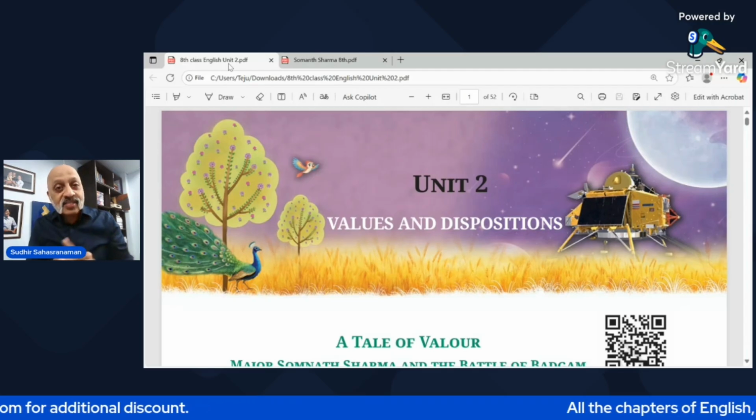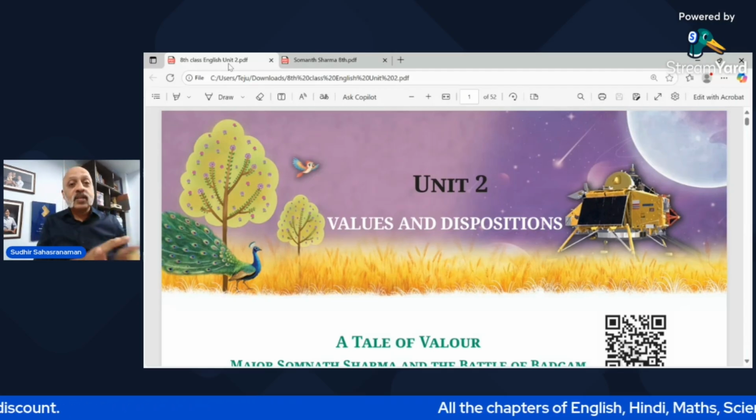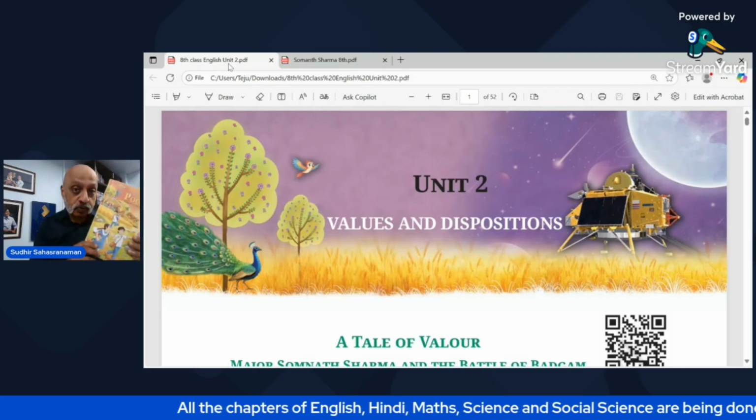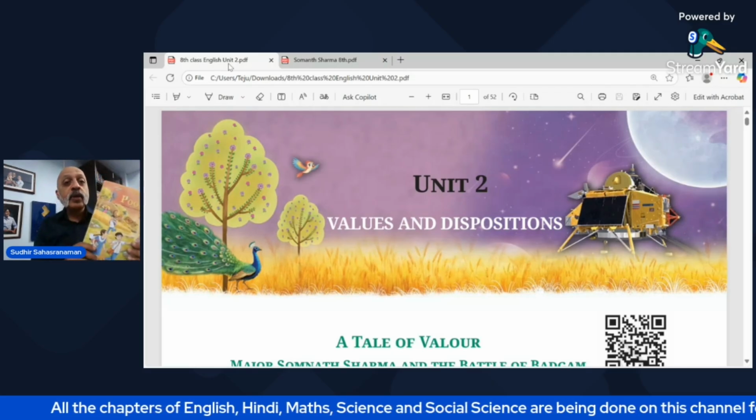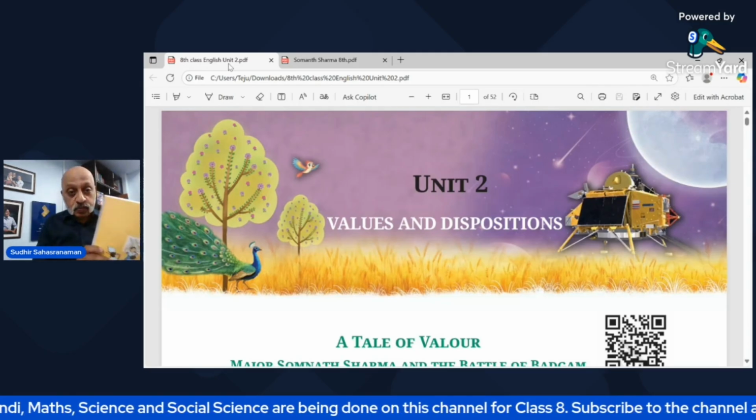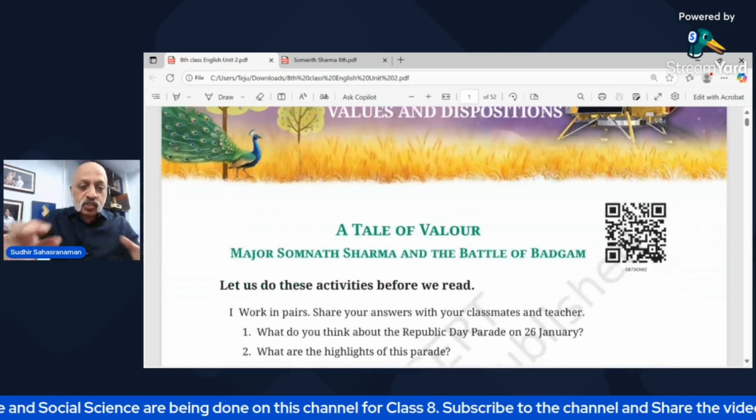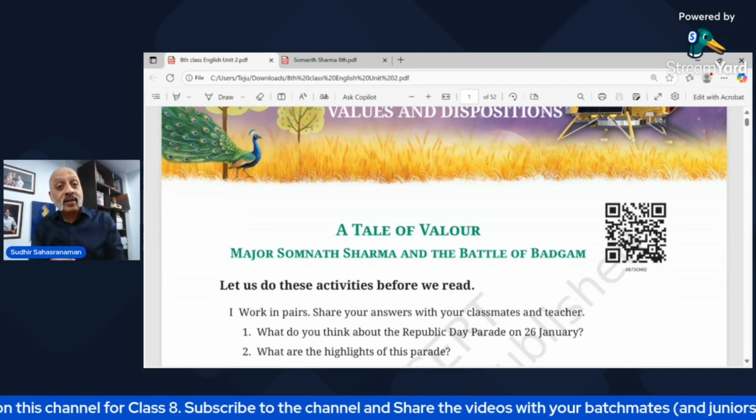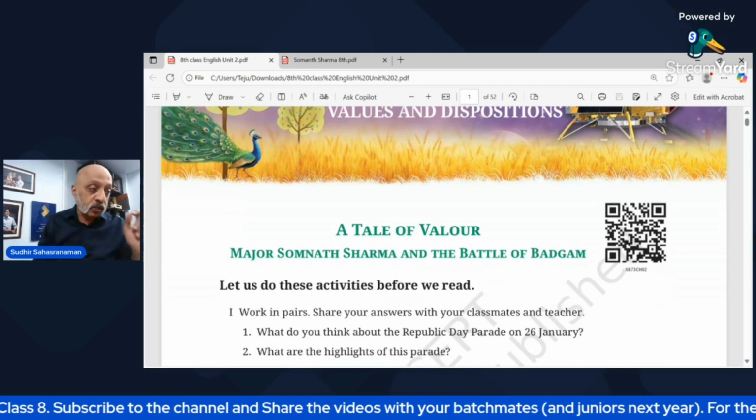Unit 2 of the Class 8 English textbook Poorvi is called Values and Dispositions. We will be doing the first chapter from this unit, on Major Somnath Sharma. It is called A Tale of Valor, Major Somnath Sharma and the Battle of Badgam. That's what this particular story is.